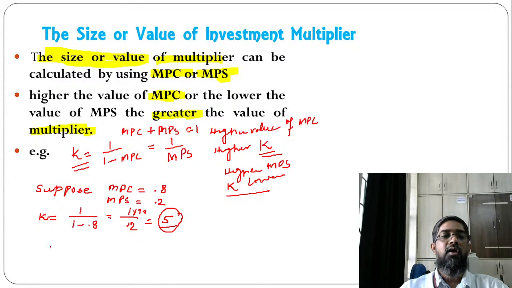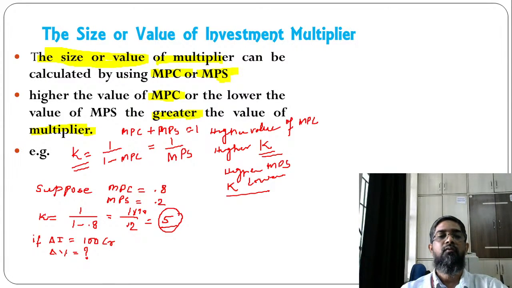So if delta I is equal to 100 crore, now tell me how much income will increase. Tell me with the help of this value of k. How much income will increase? Can you tell me?